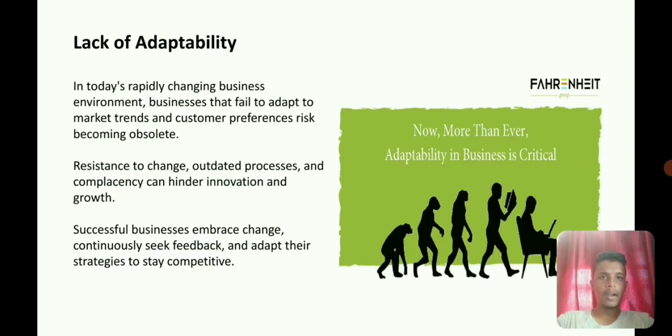And lack of adaptability. In today's rapidly changing business environment, businesses that fail to adapt to market trends and customer preferences risk becoming obsolete. And the resistance to change and outdated processes can hinder innovation and growth.